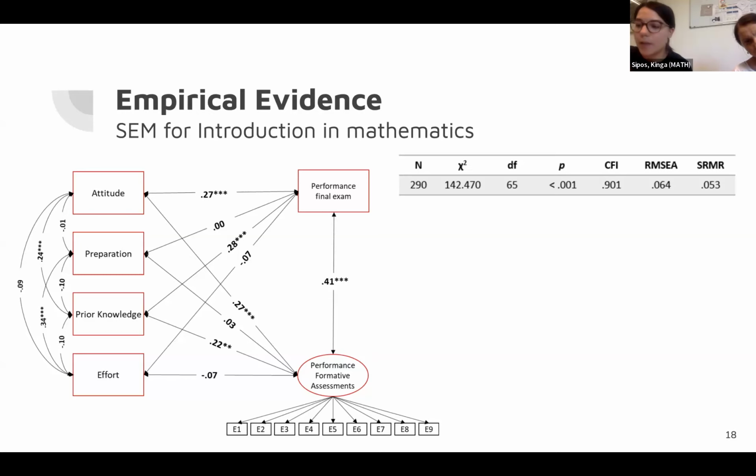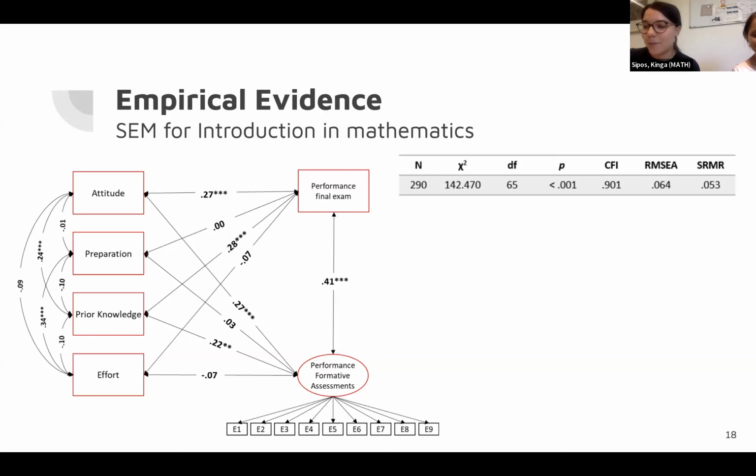On the top right, you can see the sample size and the model fit. We were able to test this model on quite a large sample of 290 students. I don't know exactly how familiar you are with structural equation models and their fit indices, but we have a good model fit here, as you can see from the CFI, which is greater than 0.90, and the RMSEA and SRMR, which are both less than 0.08. But I don't want to go into more detail because that's not the most exciting part of this.